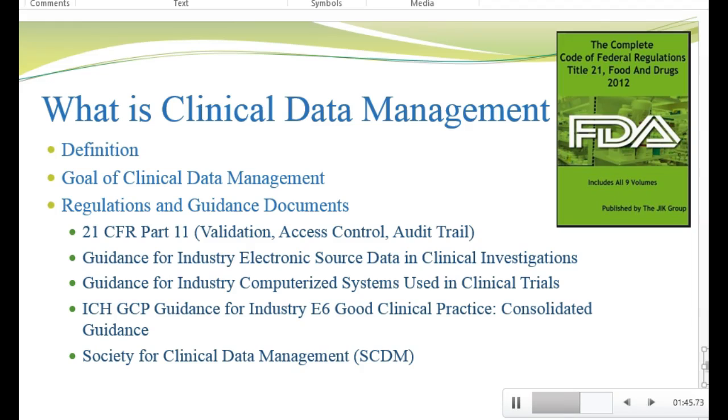There are also several guidance documents that we're going to have you read over. One is the Guidance for Industry in relation to electronic source data and clinical investigations. Another is the Guidance for Industry Computerized Systems used in clinical trials. And then we also have the ICH GCP Guidance E6. Section 5.5.1 through 5.5.12 relates directly to clinical data management activities.